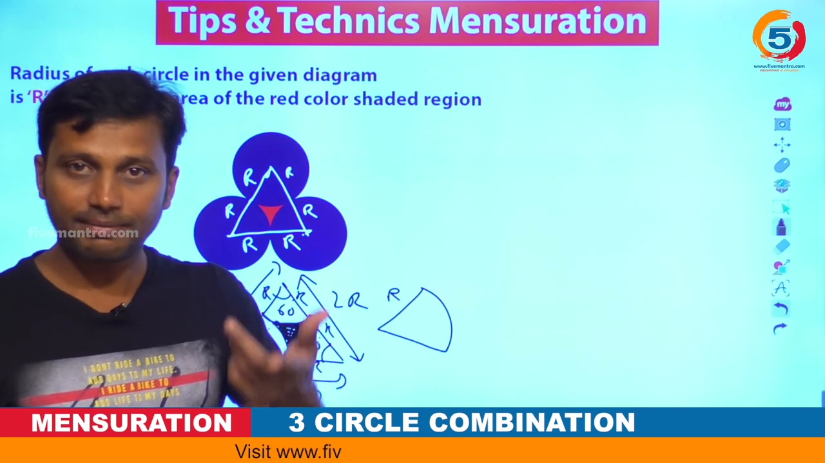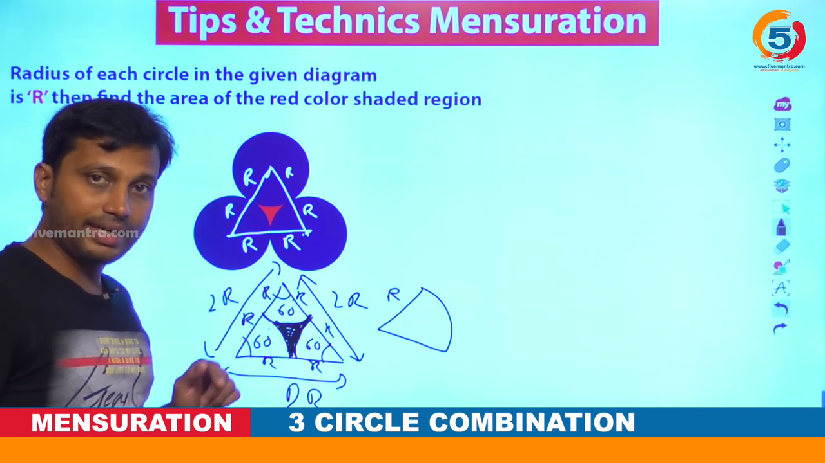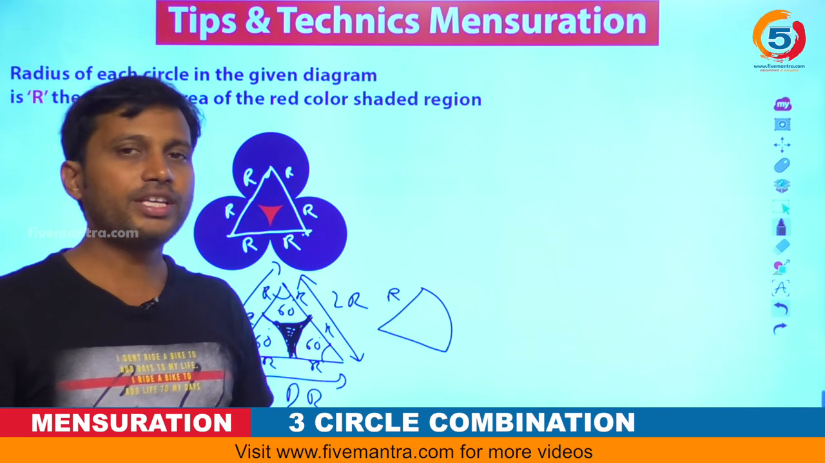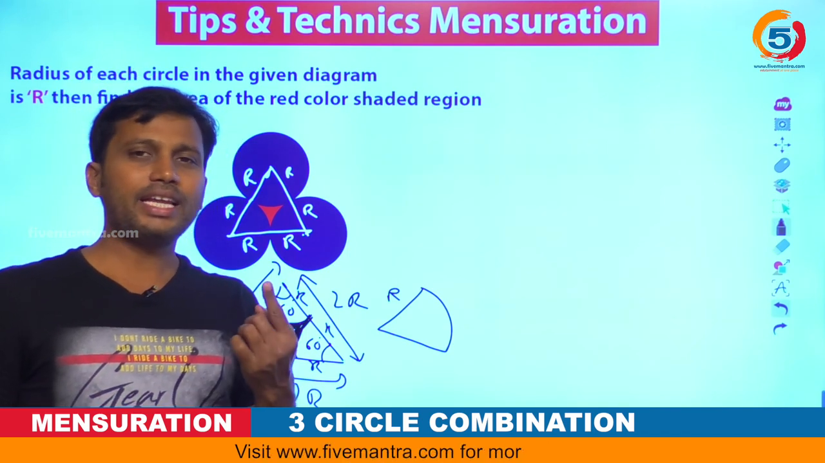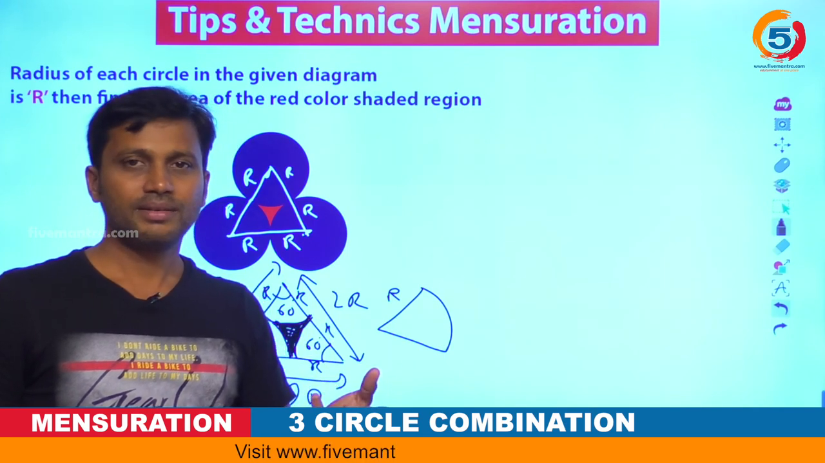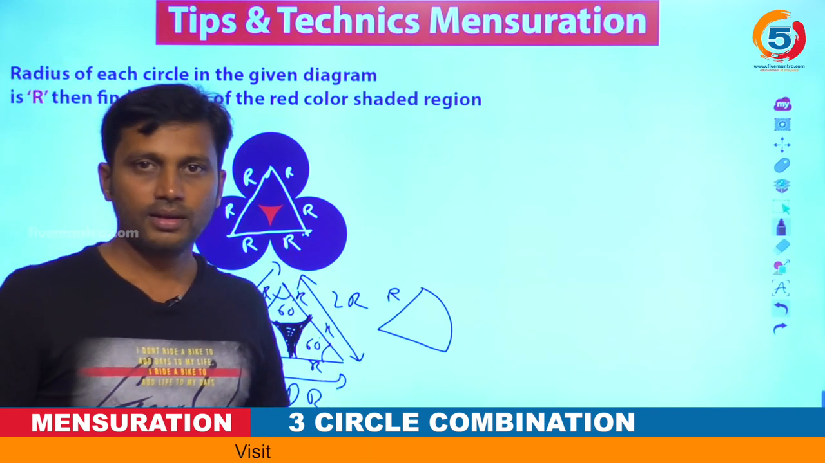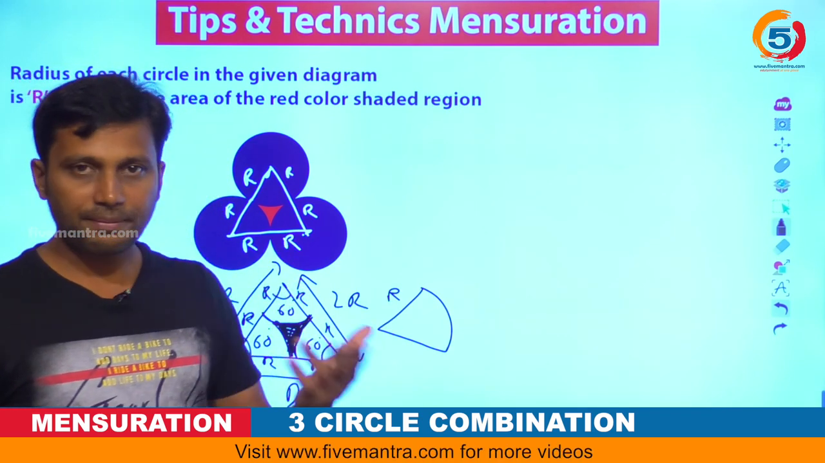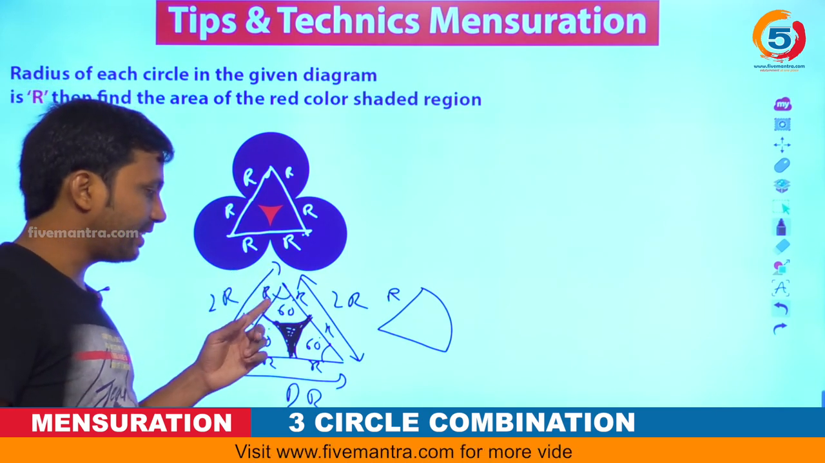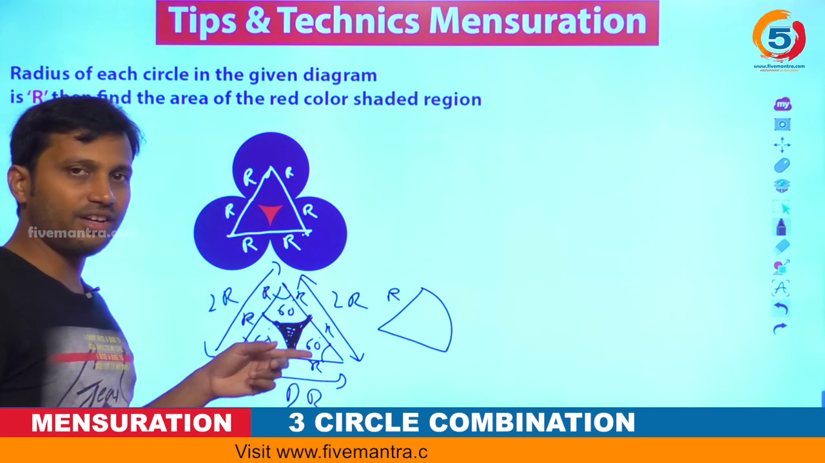Once again I'll tell you. Here three sectors of equal radii and equal angles are given. So we need to only find the area of one sector and make it three times. Then we get all three areas. So what is our next step? To get the shaded area, we need to subtract the triangle area from the three sectors' area, right?